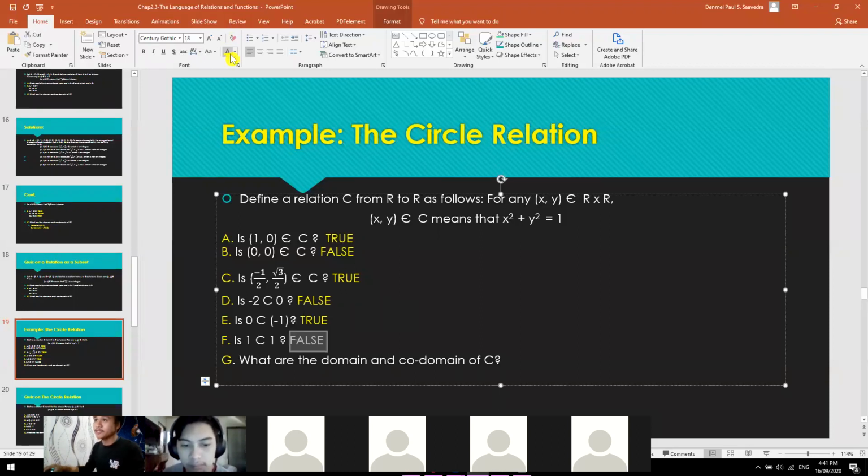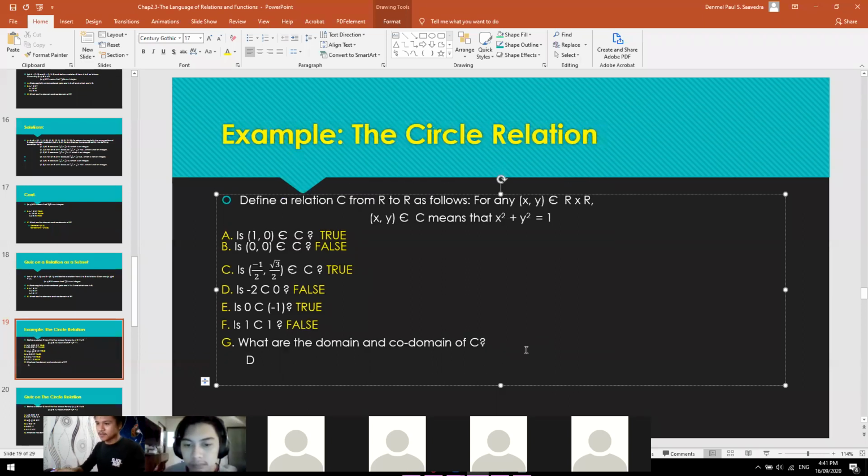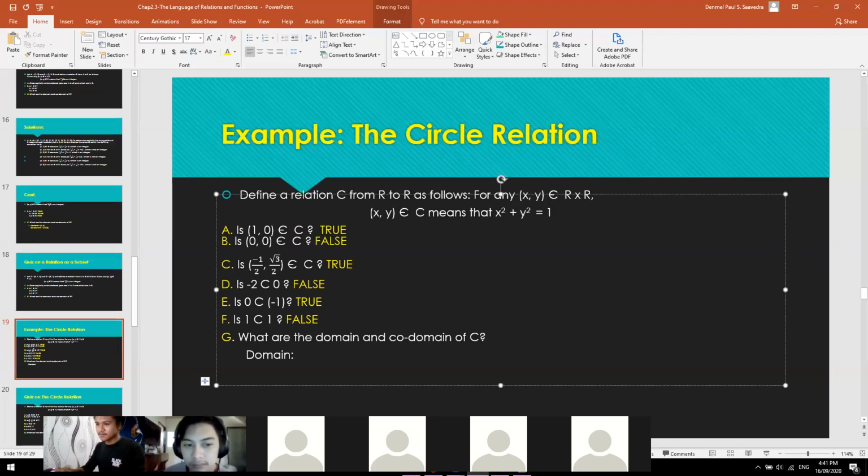Okay, how about letter G? What are the domain and codomain of C? Domain. Okay, so what are our domains? Set of all real numbers, sir. Set of all real numbers.